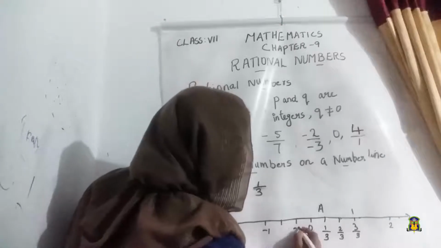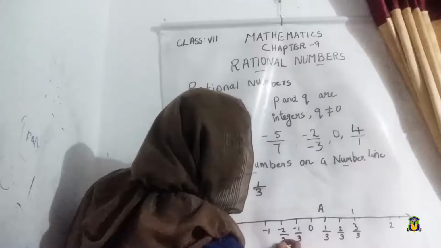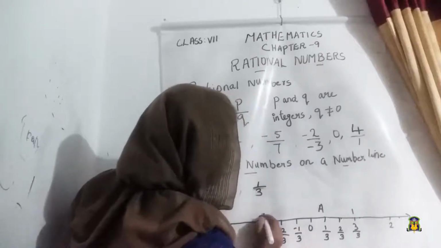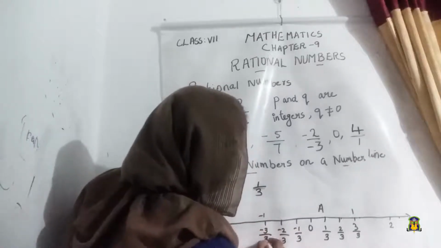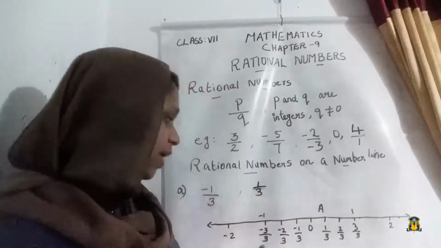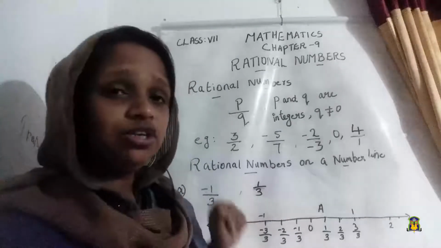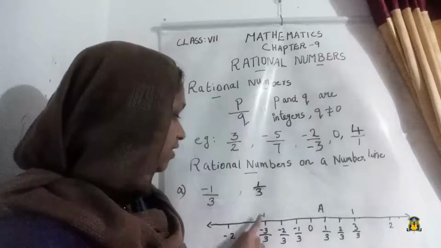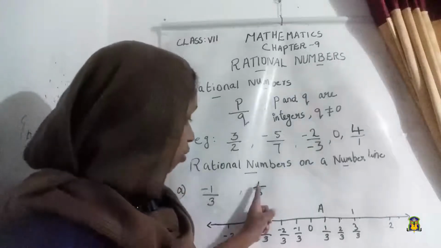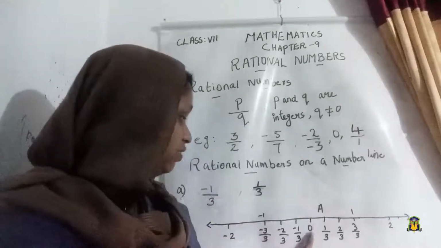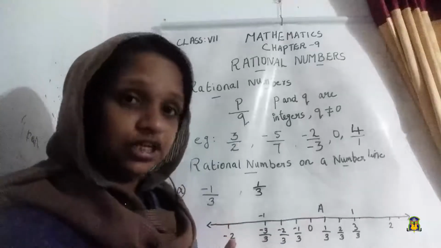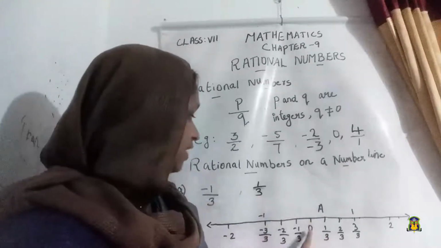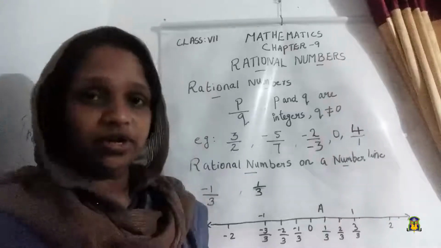So in that, the negative 1 means here. It is negative 1 by 3. This one is negative 2 by 3. And see this part, negative 3 by 3. Negative 3 by 3, we know it is negative 1. Okay, negative 3 by 3 is what? Negative 1. So negative 1 by 3 lies between 0 and negative 1, and 1 by 3 lies between 0 and 1.